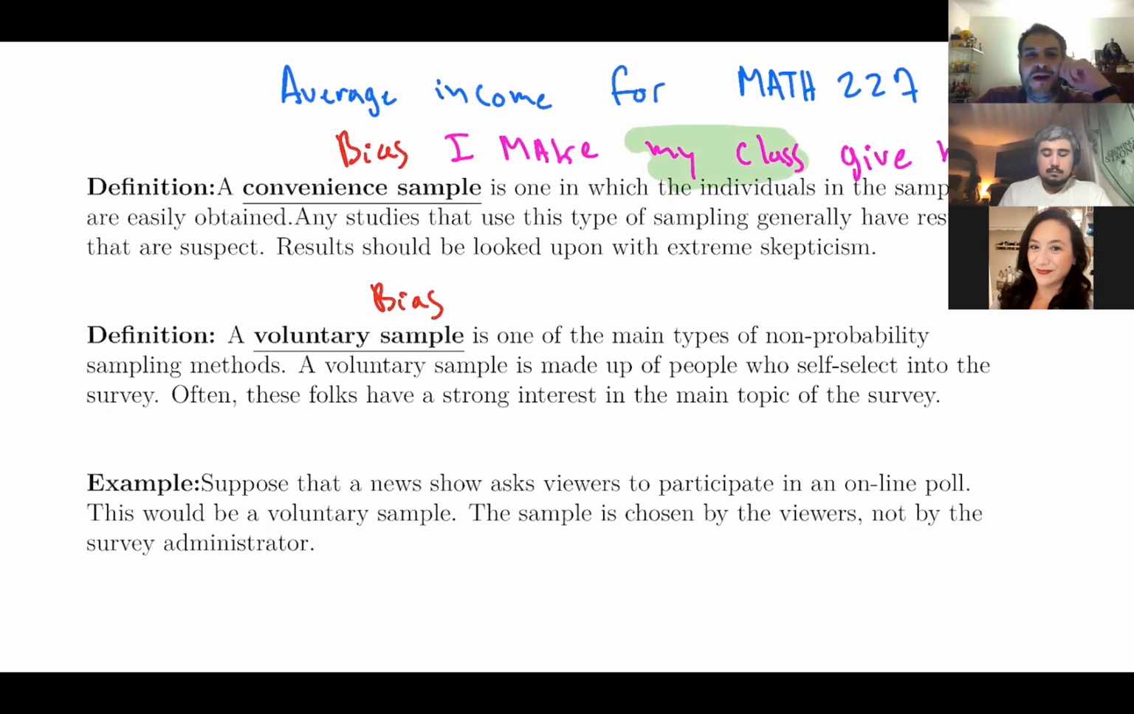So this makes it a convenient sample, because it's very convenient for me to collect this since I'm collecting it from my class. So if I wanted a good sampling, I have to randomly select people from all Math 227 classes, not just students in my class. So what makes this a convenient sample is that I'm only choosing students in my class. I'm not selecting all of the Math 227 students. So that makes that example a convenient sample. Any question in regard to convenient sample?